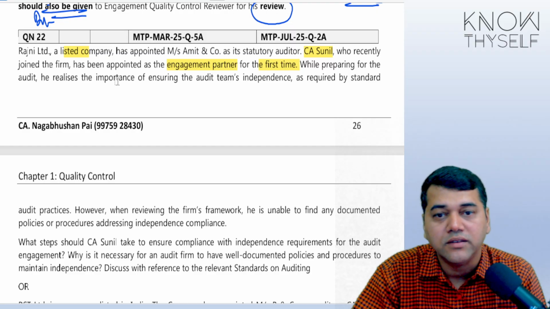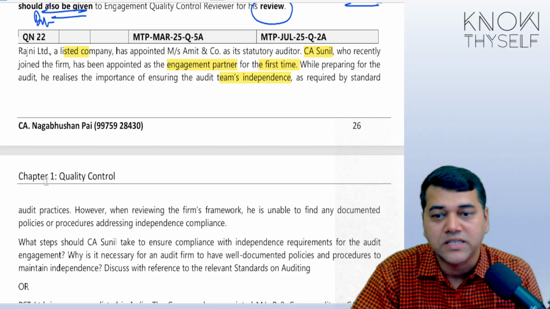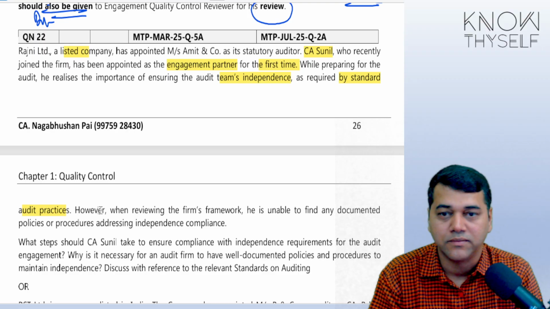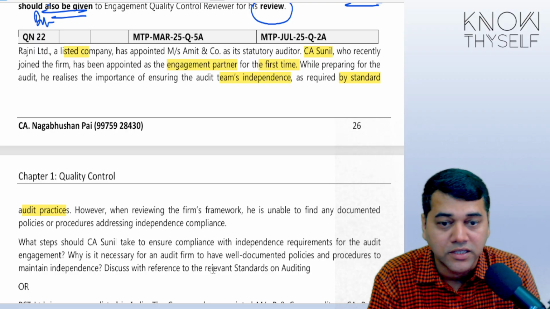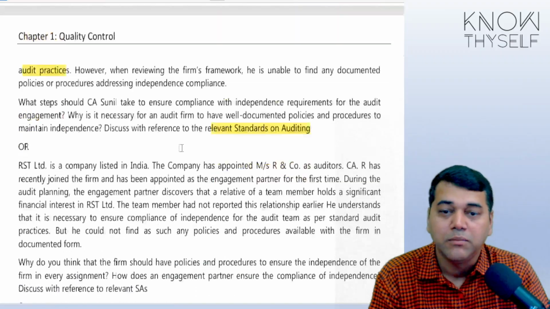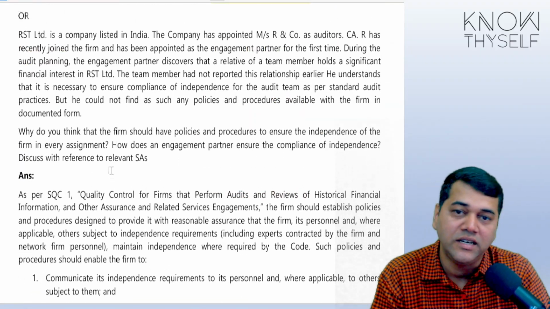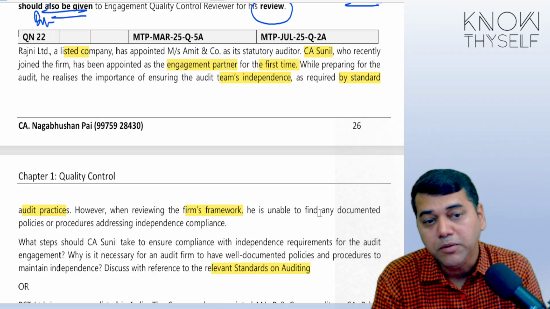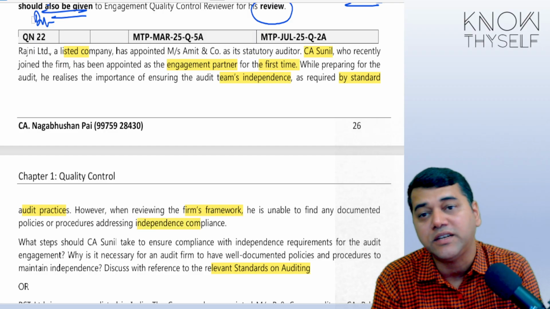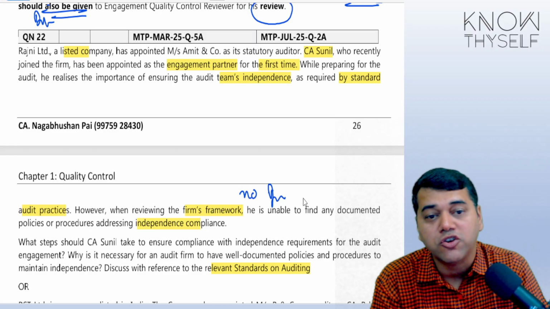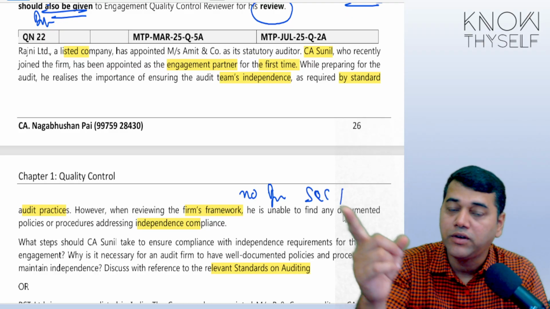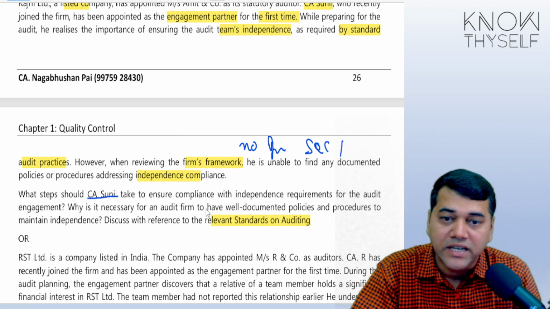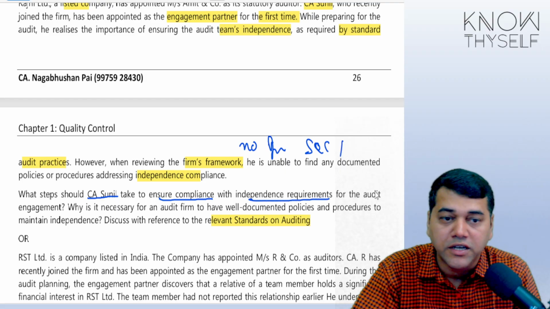While preparing the audit, he realizes the importance of ensuring the team's independence as per standards on auditing practices. Which standard, they didn't tell here. They say some standard is talking about independence. That means if this question comes in the examination, you see the word relevant standards on auditing. Yes, because you are going to get marks for quoting that standard name. Anyhow, we will see here. However, when reviewing the firm's framework, he is unable to find any documented policies addressing independence. That means at the firm level, there is no independence document. This is SQC1 failure, because SQC1 also should have the independence related things that we have seen in the previous session. What steps should CA Sunil take to ensure compliance with the independence requirement for the audit engagement?